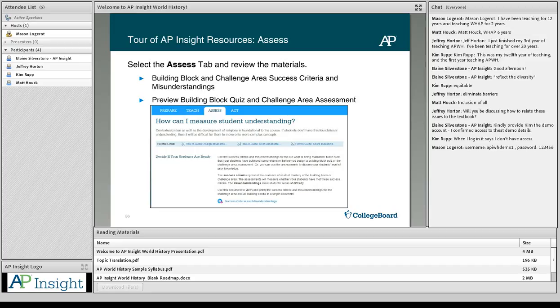All right, let's take a look at assess. So back up at the top, you have prepare, teach, and then assess. In the assess part, you're going to find the success criteria for these building blocks and challenge areas. So basically, when we're talking about success criteria, we're talking about what does mastery of that content or skill look like. So if you're looking at success criteria, again, when you click on that, it's broken down by building block and explains exactly what a student needs to know in order to be successful in this challenge area.